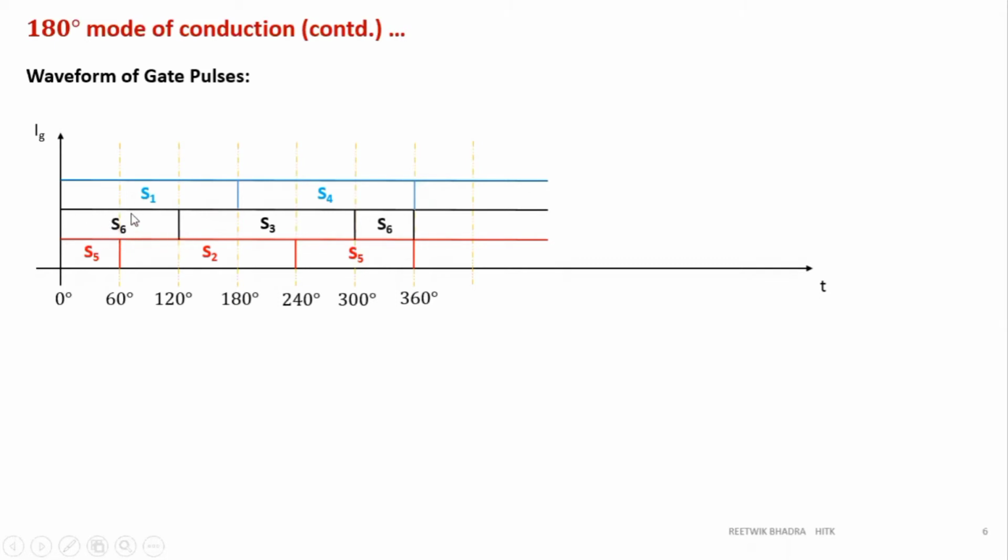S6. So S6 is on for 120 degree over here and 60 degree over here. So total conduction period for S6 is 120 plus 60 is equal to 180 degree.